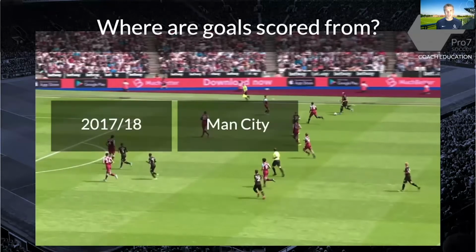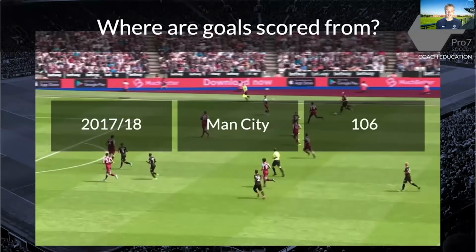So this was back in 2017-18 that I looked at it, sorry, not the last time, but when I looked at my game model in a significant amount of detail. That season, Man City won the English Premier League, and they scored a record 106 goals in a 38-game season. That's pretty impressive by anyone's standards.